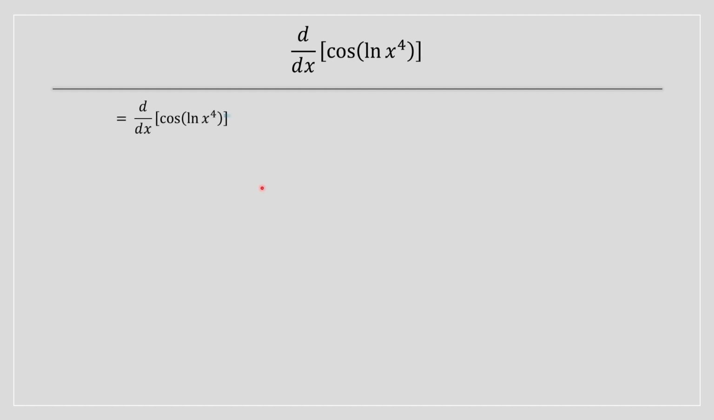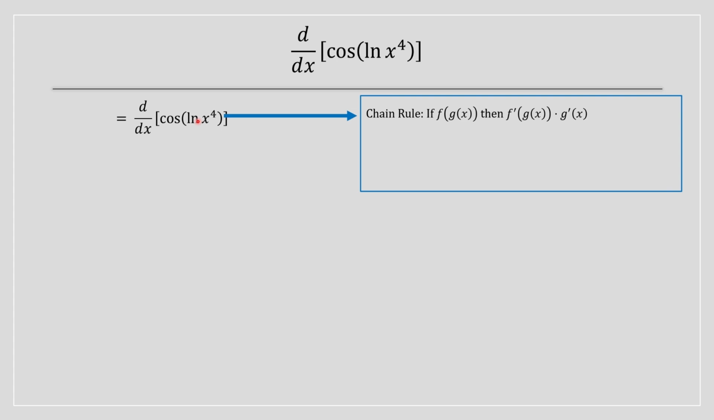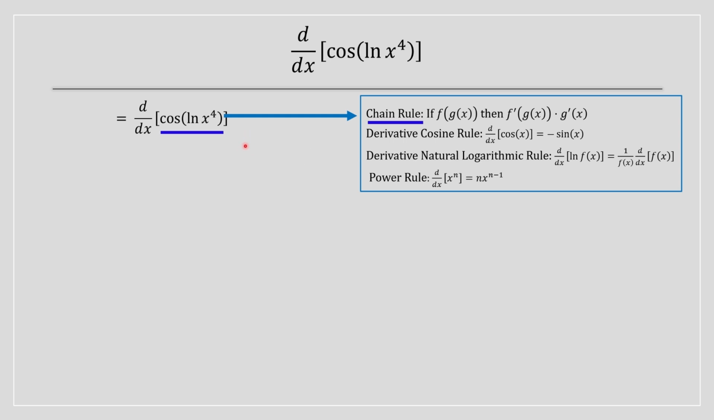Question 51. For this question, you have to apply the chain rule because you have a function within another function, and our f will be represented by cos, and our g of x will be represented by ln x to the 4th. So basically, we have to apply this rule. Then, to do the derivative of the cos, we have to apply the derivative of the cosine rule, which is negative sine of x over here.